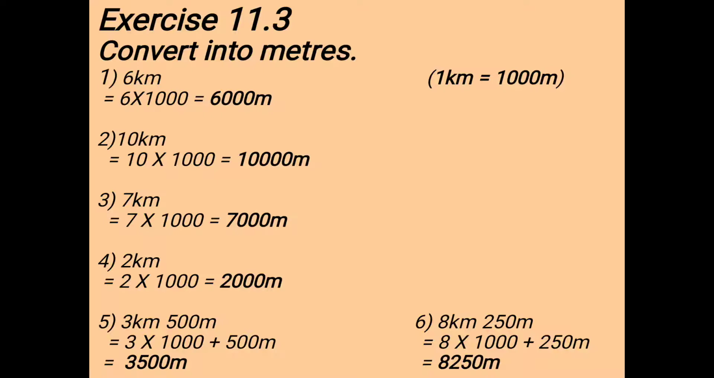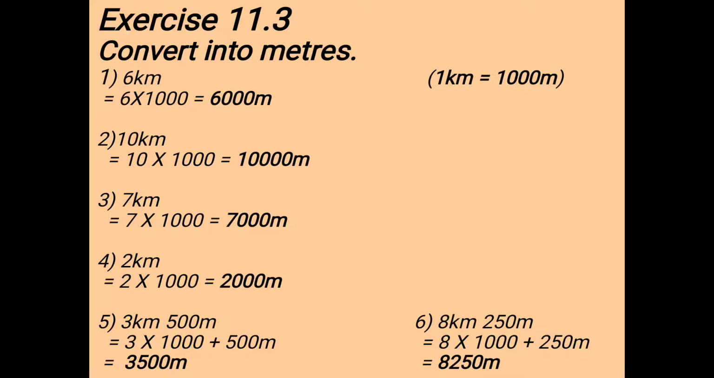Next, 10 kilometers, which will be equal to 10 into 1000. You will get 10,000 meters. Next, 7 kilometers, which will be equal to 7 into 1000, which is 7,000 meters. Next, 2 kilometers. 2 into 1000, you will get 2000 meters.